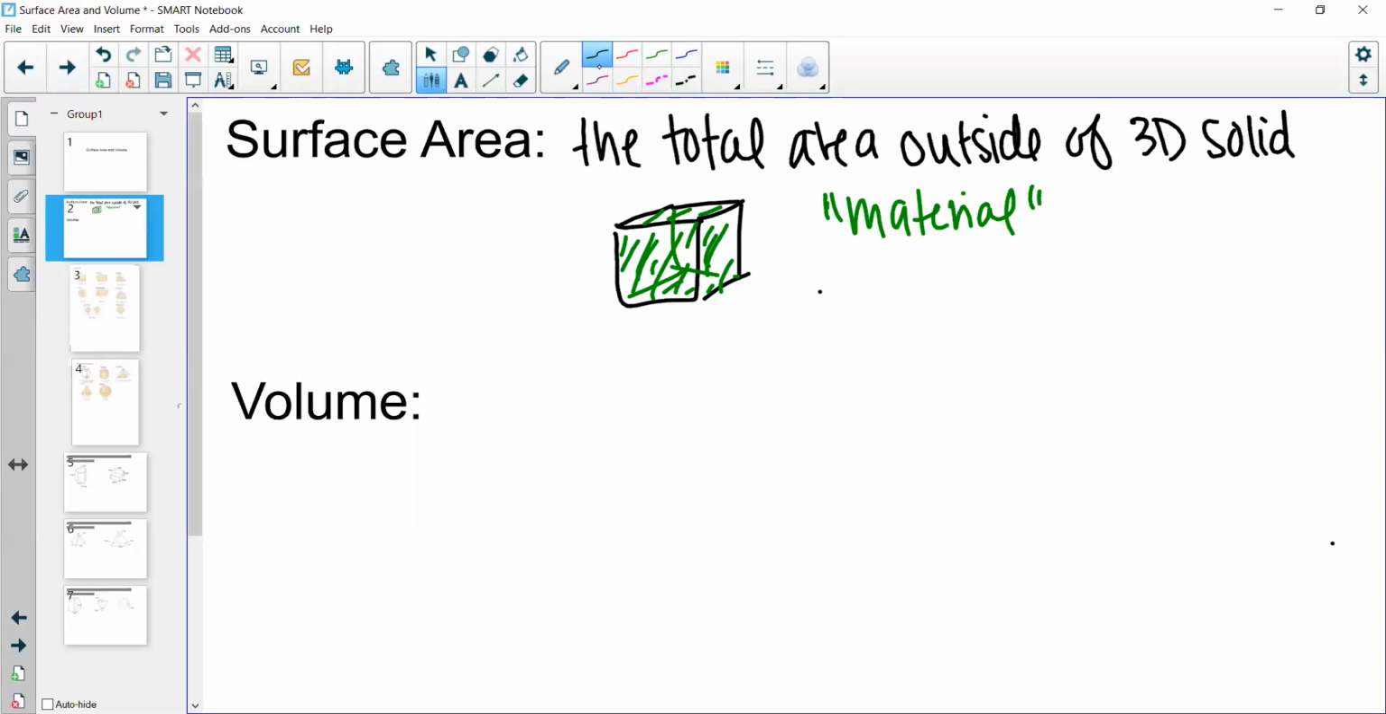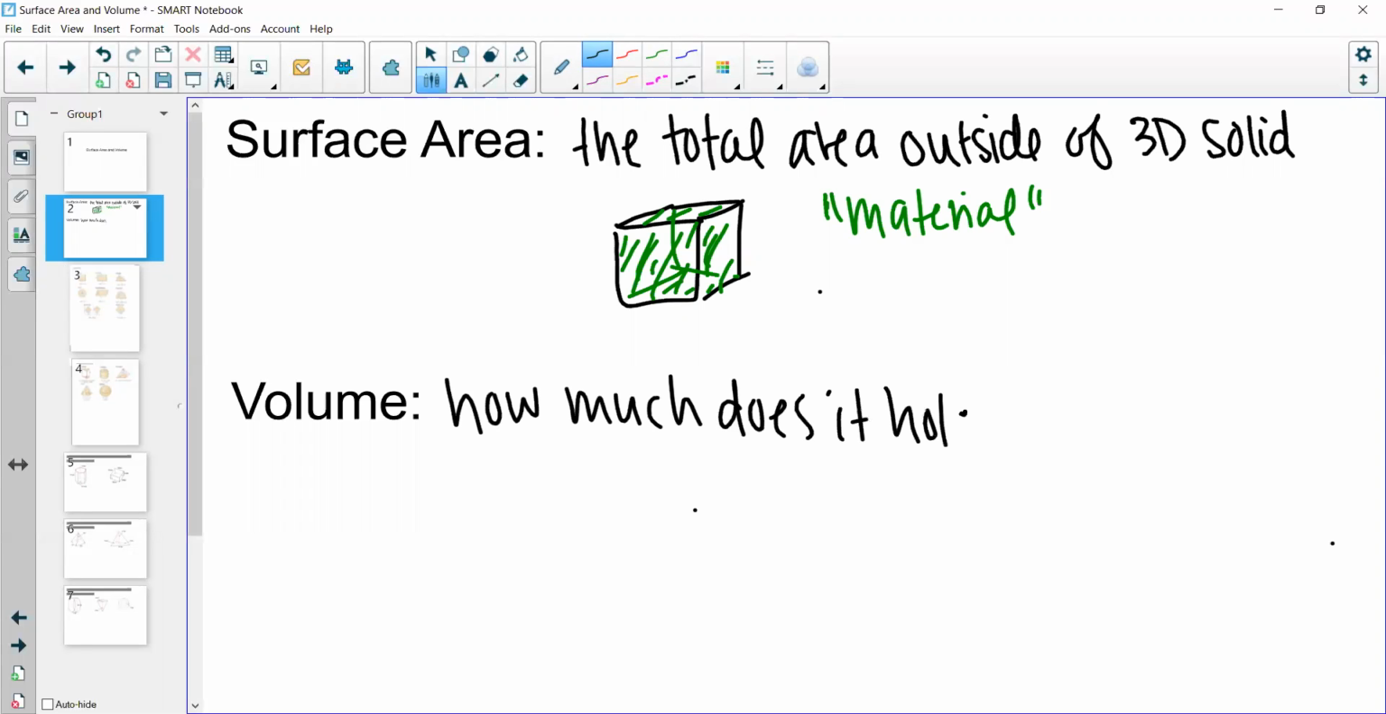Volume, in comparison, is how much does it hold? That volume tells us the amount of something that can fit inside. So again, with our cube, if I were to use this cube as something that I was putting things into, I want to know how much can I fit inside? How much does it hold? What is that total space inside our cube?